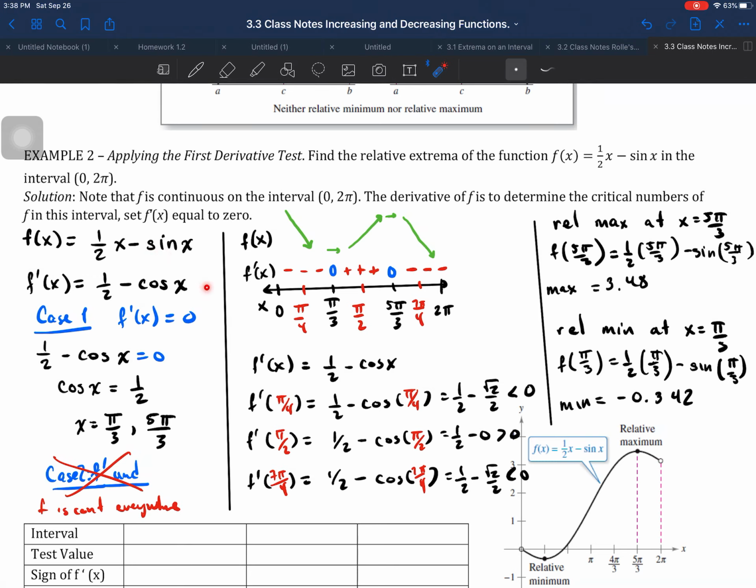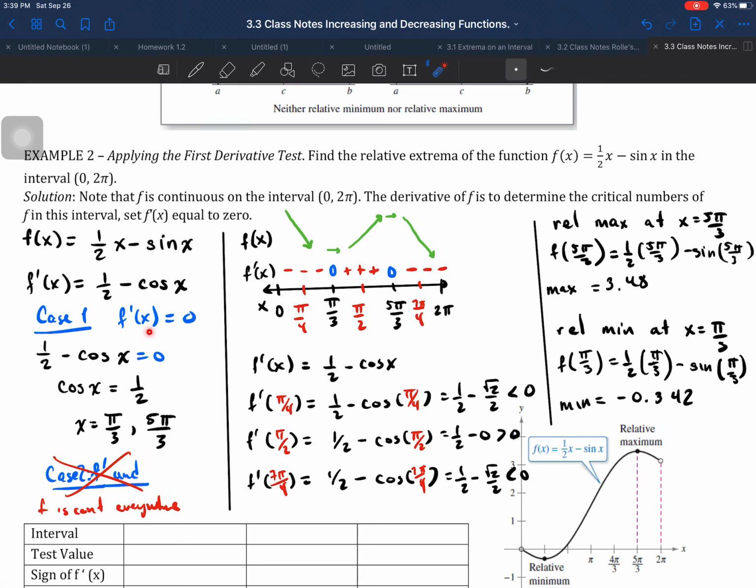So here's your derivative. Now you have to find the critical numbers. The critical numbers are found whenever the derivative is 0 or when the derivative is undefined. In this case, because this is a constant and this is a continuous function, the derivative will always be defined. So there are no critical numbers found from here. But we still checked, and that's good.